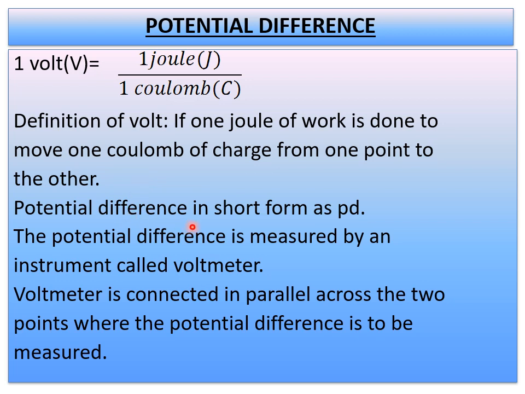Potential difference is a short form as PD, I told you, and the potential difference is measured by an instrument called voltmeter. Next, voltmeter is connected in parallel across the 2 points where potential difference is to be measured. So already we were discussing potential difference between 2 points. That's why we have to connect this voltmeter in parallel across any 2 points in a conductor. So you have to remember these points, how to connect this voltmeter in your circuit diagrams.